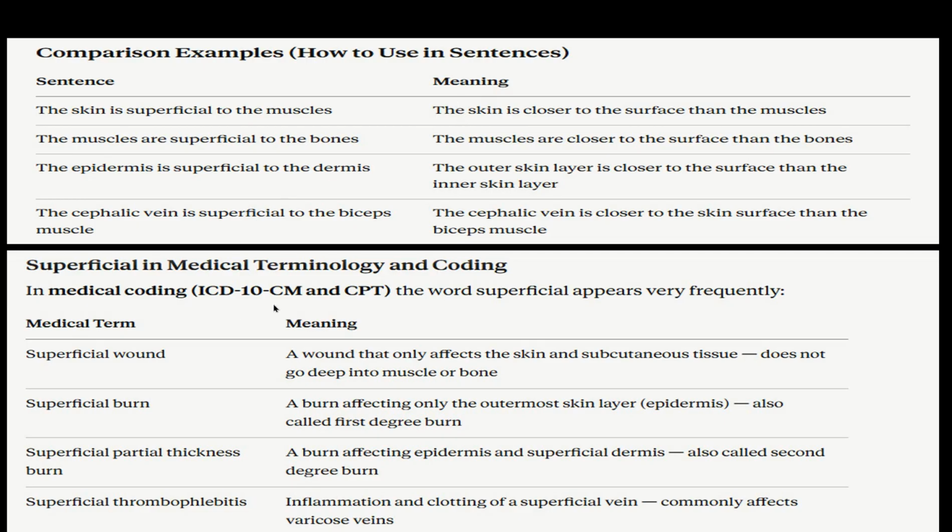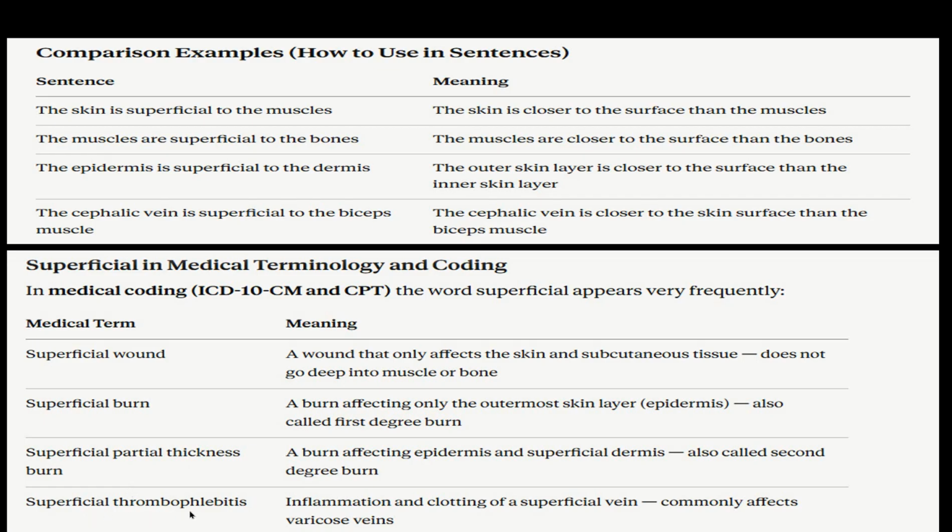Now let's see how it is used in medical coding, ICD-10-CM and CPT. The word superficial is frequently used, right? So the first thing is superficial wound, which means a wound that only affects the skin and subcutaneous tissue and does not go deep into the muscle or bone. Then next is superficial burn, a burn affecting only the outermost skin layer, the epidermis, also called a first degree burn. Okay, so for the first degree burn we use this term superficial burn. Superficial partial thickness burn is a burn affecting the epidermis and superficial dermis, also called a second degree burn. Okay, so this is second degree burn, this is first degree burn.